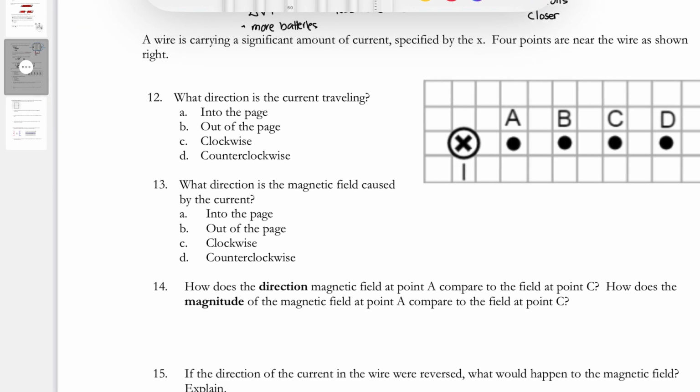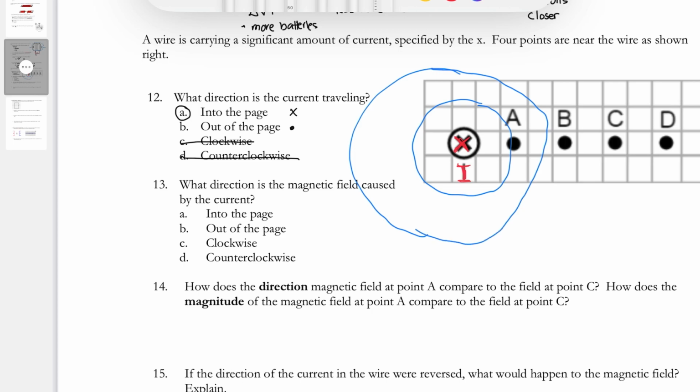So now I've got this current traveling into the page. This little I symbol over here was for current in case you missed that. X means into the page, whereas dot would have meant out of the page. This current is in a straight current carrying wire pointing into the page. It's the field that is going clockwise or counterclockwise, not the current. The magnetic field is traveling in some sort of circle around this wire. But I have to use the right-hand rule to determine whether this is going clockwise or counterclockwise.